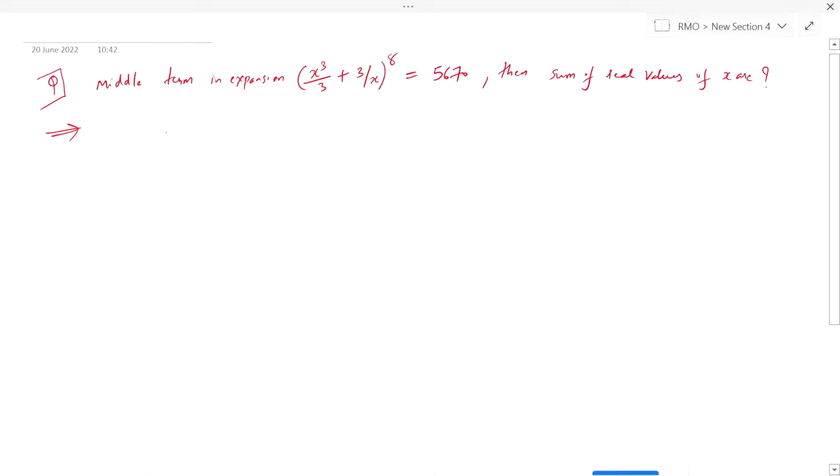So in this case, your n is 8. Even. Yes. So middle term will be the n by 2 plus 1, which is the fifth term.